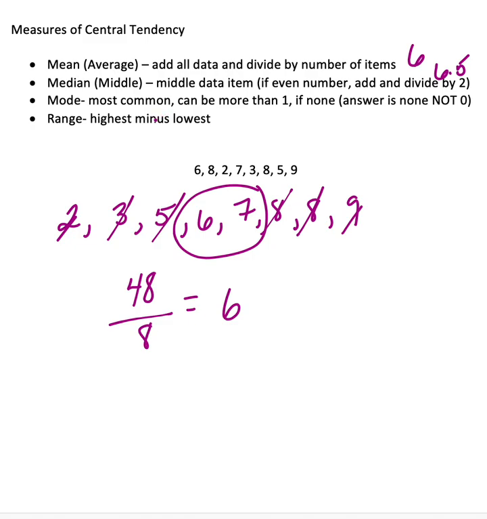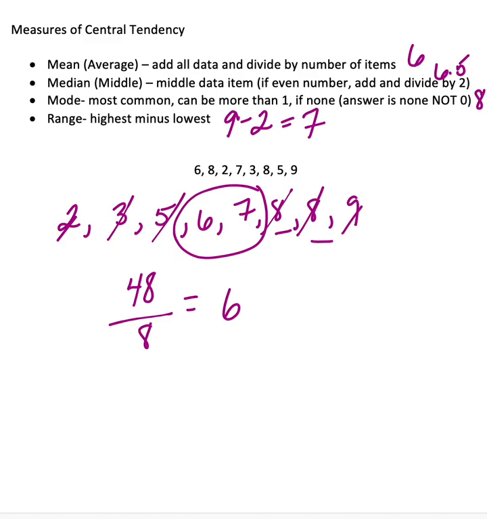The mode is the most common. I see that I have two 8s here. No other data has more than 2 or also has 2. So my mode is 8. And my range is going to be the highest number, 9, minus the lowest number, 2. 9 minus 2 is 7. So those are our measures of central tendency.